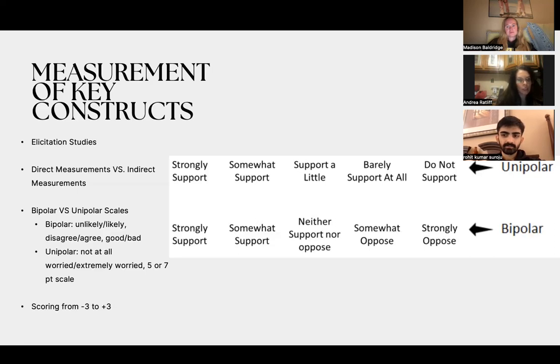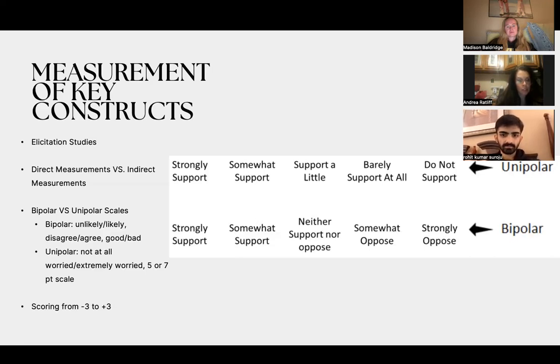And then we also use unipolar scales, which is the top part of the illustration, and it is the same verbiage, support and oppose. So one end of the spectrum would be strongly support, and the other end of the unipolar scale would be do not support. Now, demonstrating these associations must be done prior to analyzing the indirect measurements.